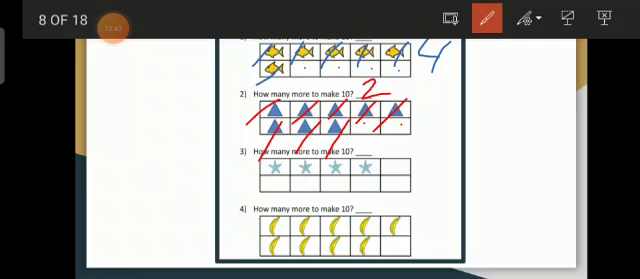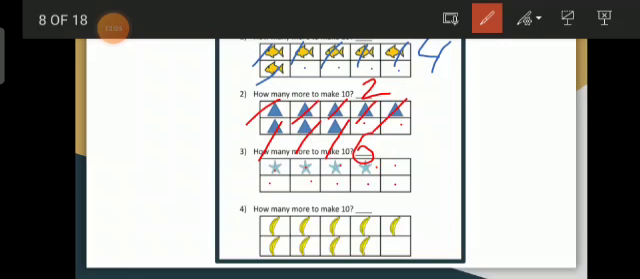Look at here. We have the stars over here. 1, 2, 3, 4. Very good. Now how many more do we need to make 10? 1, 2, 3, 4, 5, 6. We need 6 more to make it 10. Very good.